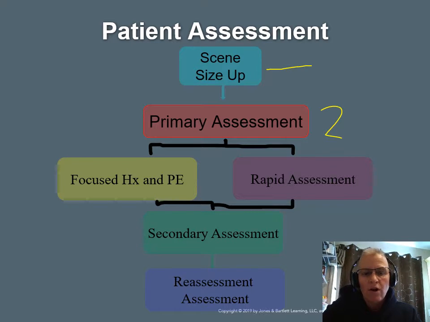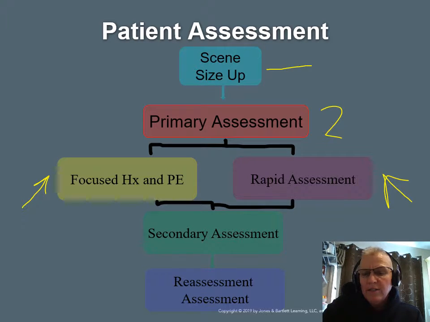And then we branch off. We can either do a focused history and physical exam, or we could do a rapid assessment, depending on how our patient has presented. Again, if the patient is able to speak and give us a chief complaint, why they called EMS today, what is the main complaint that they're worried about, then we can do a focused history. Say they're having chest pain, we'll ask chest pain questions and go further into detail on their chest pain and some respiratory issues and stuff.